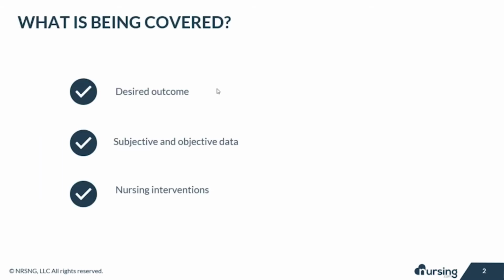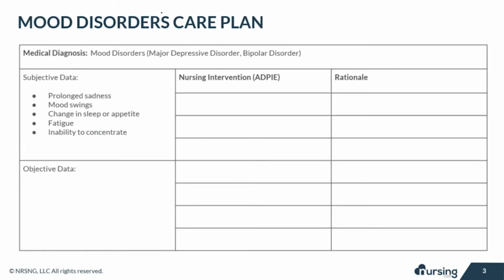Hey guys! In this care plan, we will explore mood disorders, including major depressive disorder and bipolar disorder. So in this mood disorder care plan, we will cover the desired outcome, the subjective and objective data, along with the nursing interventions and rationales. Now let's look at our mood disorder care plan, starting with the subjective data.